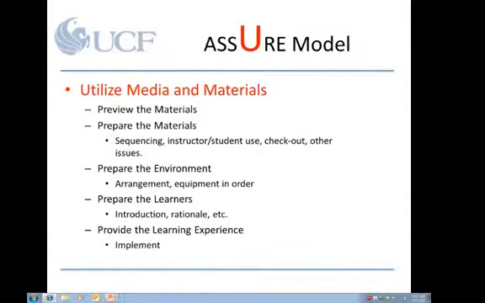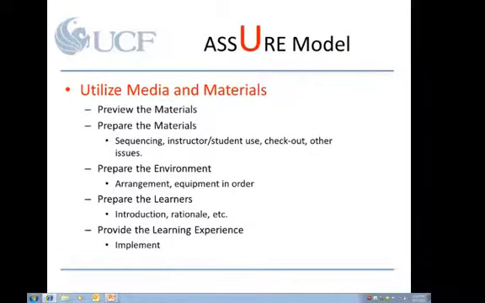Utilizing media and materials. First, it's very important to preview the materials, making sure that you have seen everything that you're going to be implementing. Preparing the materials, so providing a clear sequence, providing directions for the instructor usage and student usage of the materials, having methods for checkout, and other issues such as classroom management. How are students going to be grouped? There are a variety of classroom management issues that need to be considered when preparing materials for a K-12 kind of environment. Preparing the environment, so arrangement and the equipment, making sure everything is working, and if it's not working, how do you address that in the learning environment?